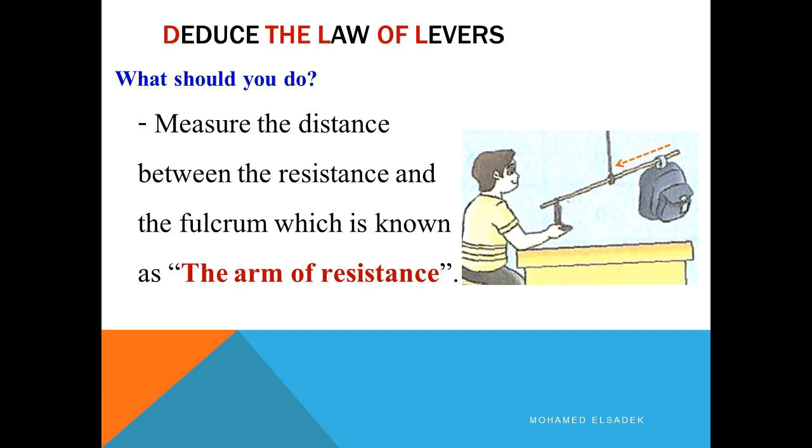measure the distance between the resistance and the fulcrum, which is known as the arm of resistance. Now you see the red arrow on the right of the slide, coming from where? From the bag to the fulcrum or fixed point. The distance between the fulcrum and the resistance, or the fixed point and the bag, is called the arm of resistance. How do I calculate it? Okay.